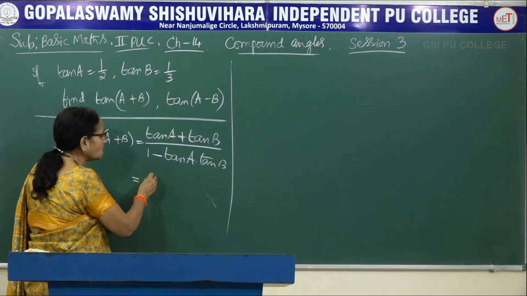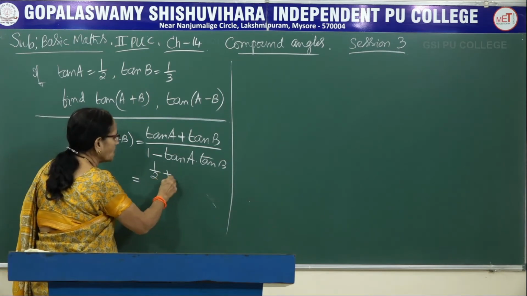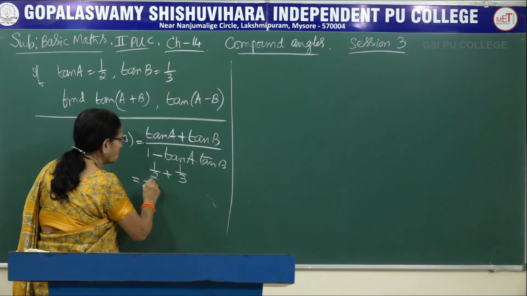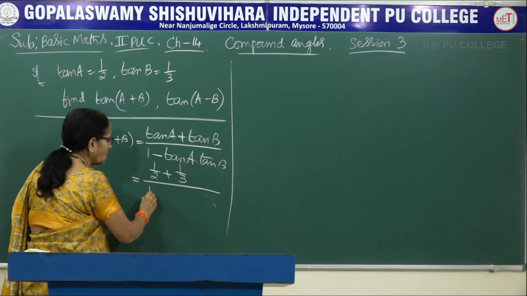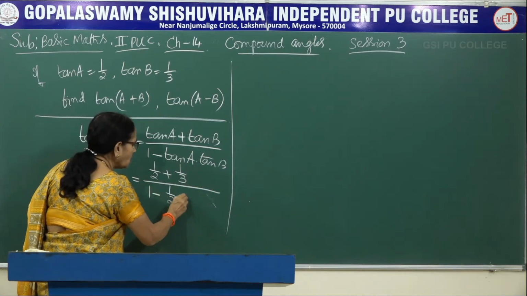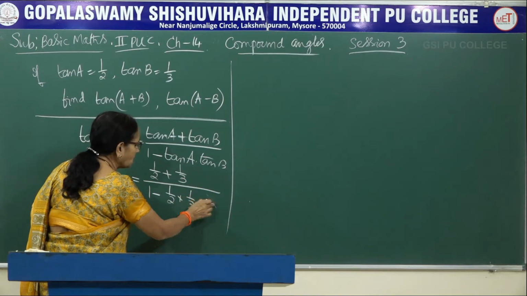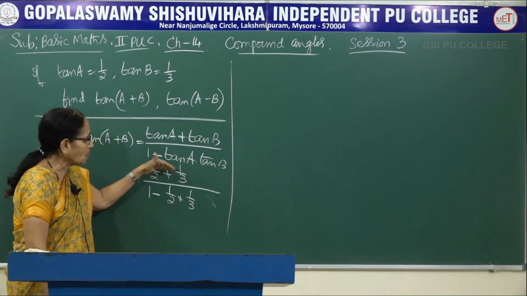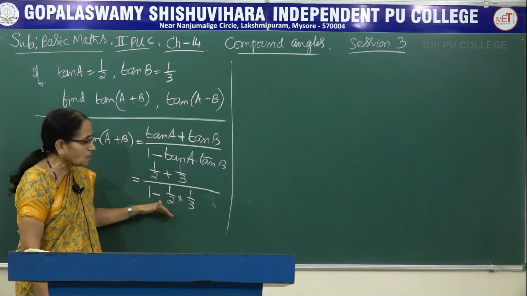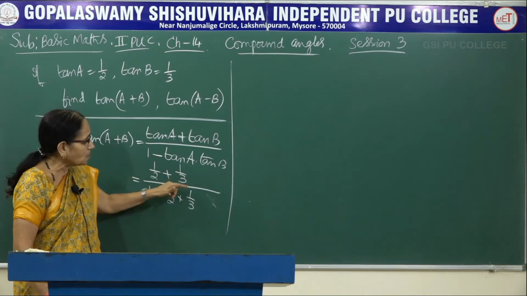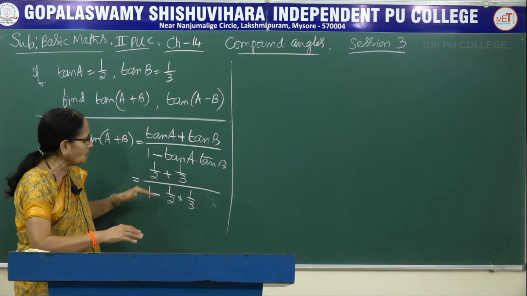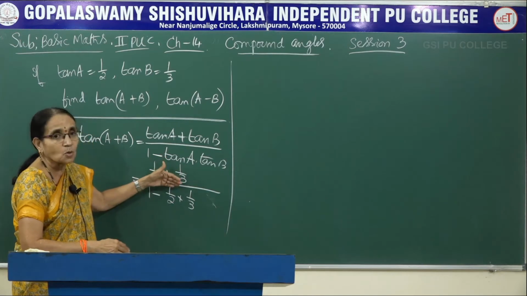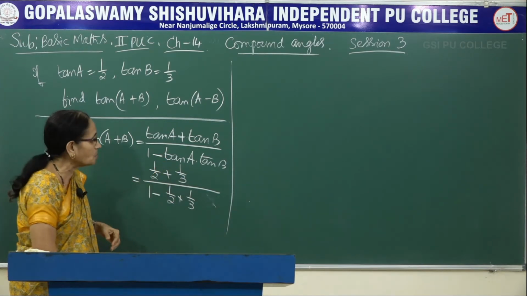So let me directly substitute. It is 1 by 2 plus 1 by 3, whole thing divided by 1 minus 1 by 2 into 1 by 3. I am telling you repeatedly, when you are having a fraction in the numerator as well as in the denominator, the middle line should be written in a longer way so that you can differentiate between the numerator as well as the denominator.